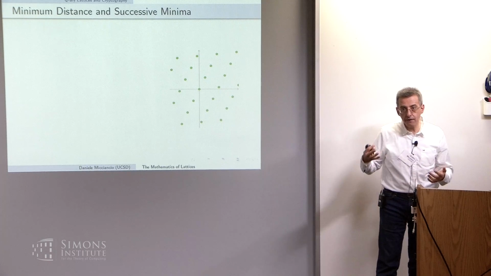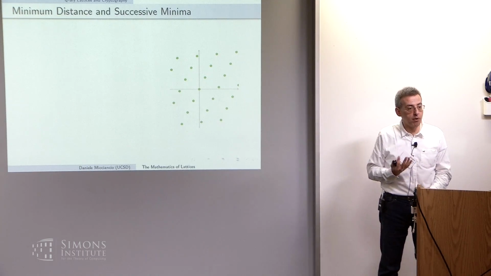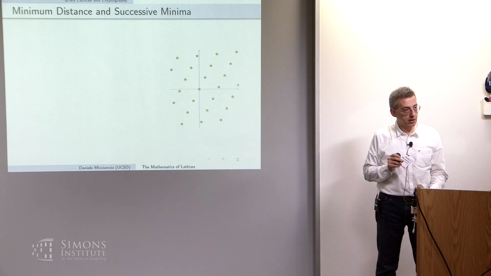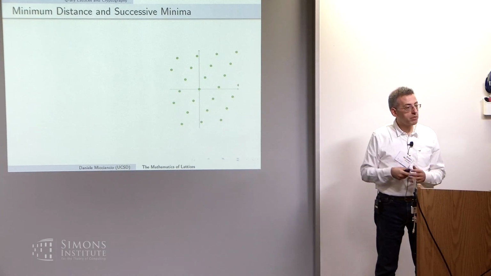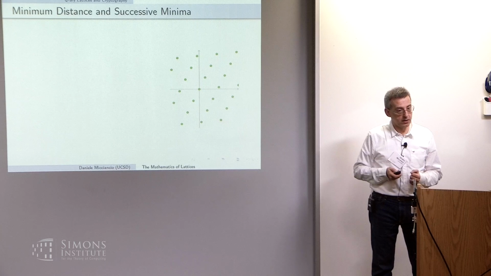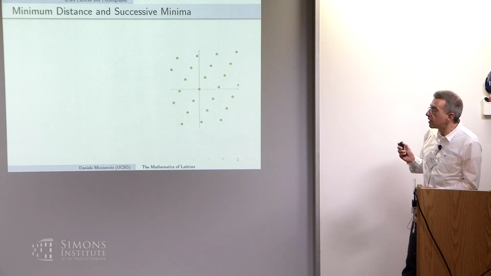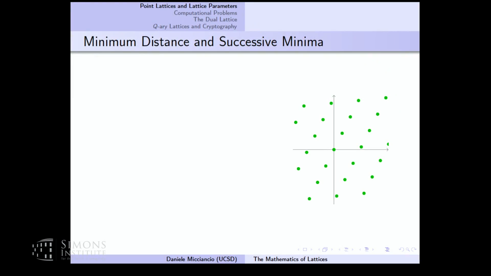So on average, they may have the same number of points per unit volume, but the points can be arranged in very different ways in n-dimensional space. So there are other quantities associated to a lattice for which no efficient algorithm is known. And some of the most fundamental quantities are the successive minima of a lattice, starting from the minimum distance.